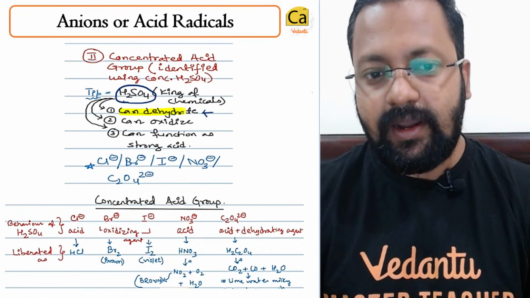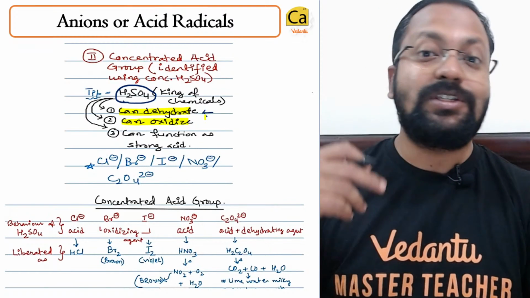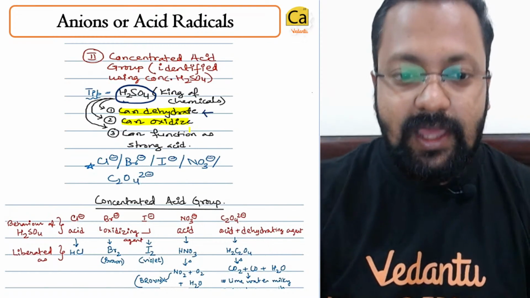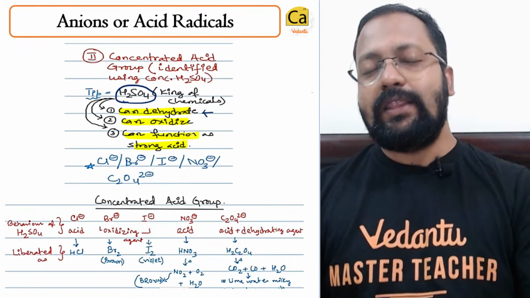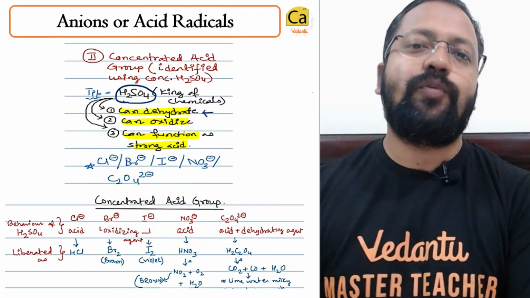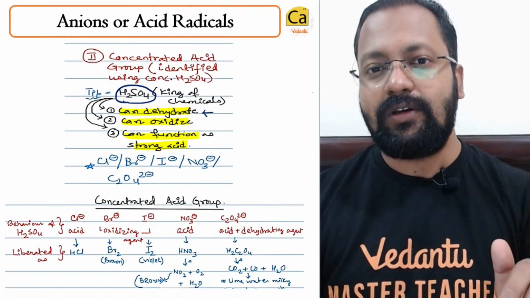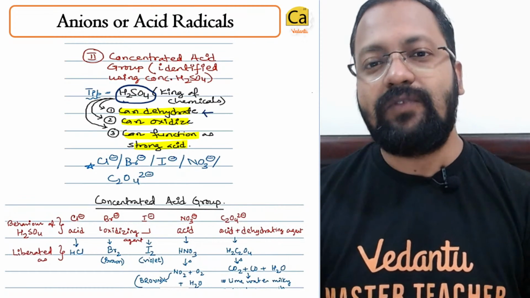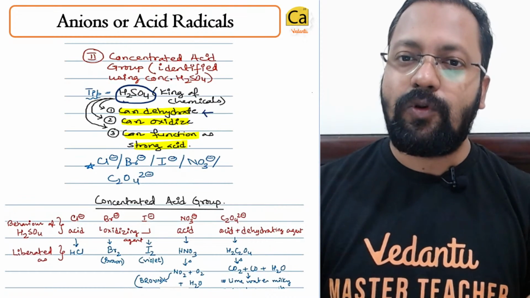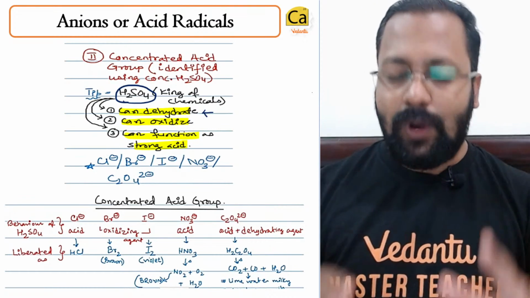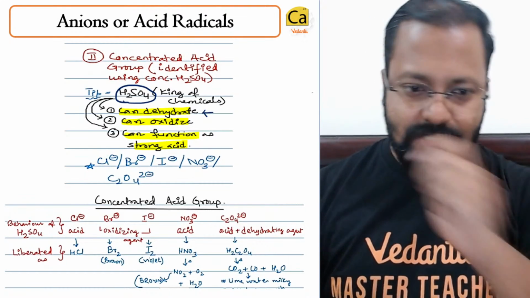It can dehydrate. It can perform oxidation because it's a strong oxidizing agent, and it can function as a strong acid. So there are three very, very important properties of H2SO4 that are being utilized over here for the detection of these anions. अब हमें ये जानना है कि H2SO4 का behavior, what is the behavior of H2SO4 with each of these anions? So let's look over here.